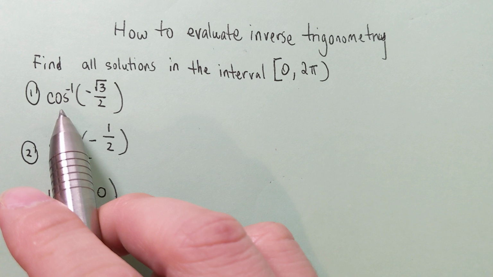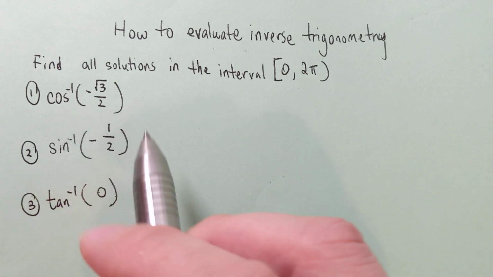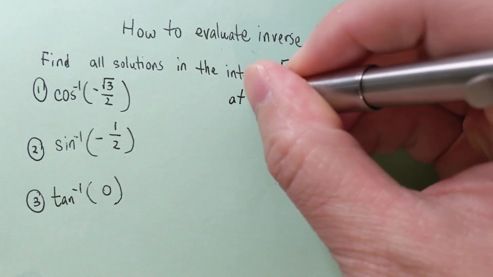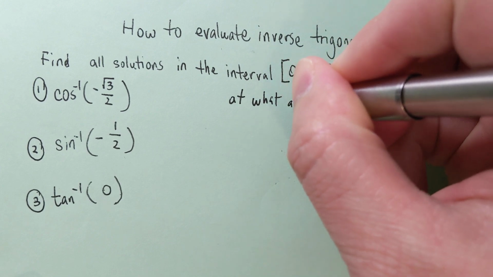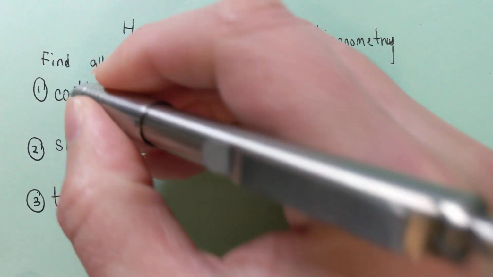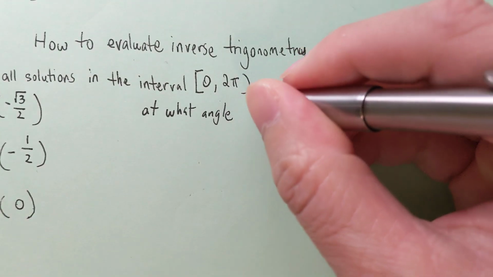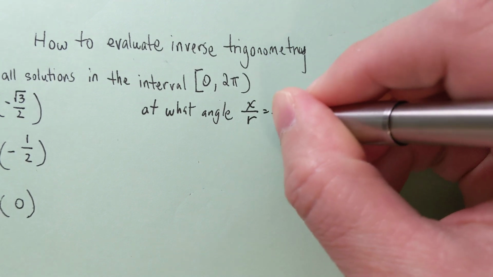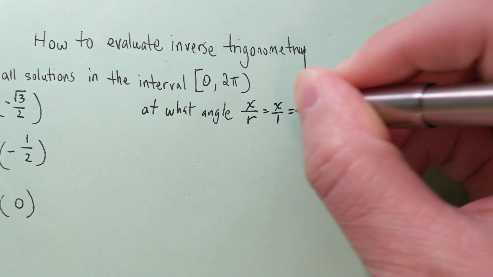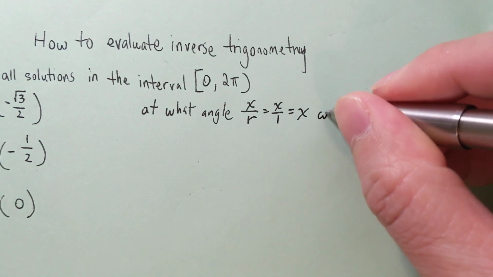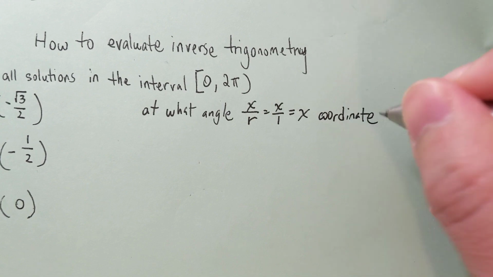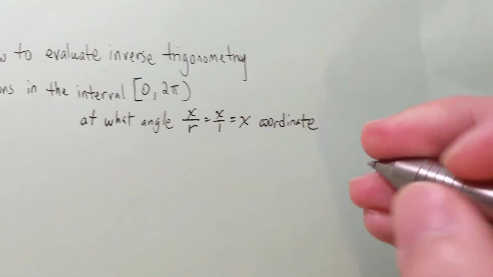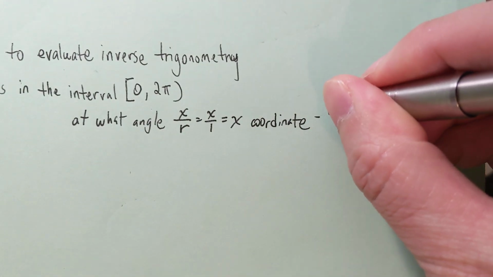This right here says arc cosine of negative square root of 3 over 2. This little symbol right here pretty much tells you at what angle. And the cosine part has a ratio of x over r. And we know that r is always 1. So it's x over 1. And really we're just looking at the x coordinate. At what angle is the x coordinate negative square root of 3 over 2? That is really what it is asking you to find.